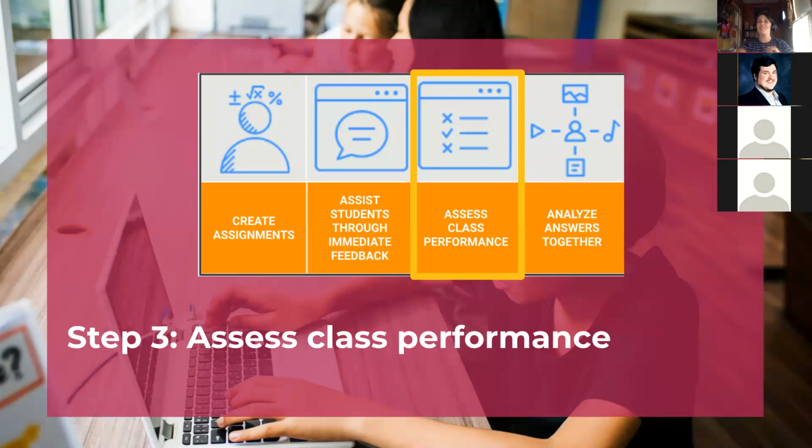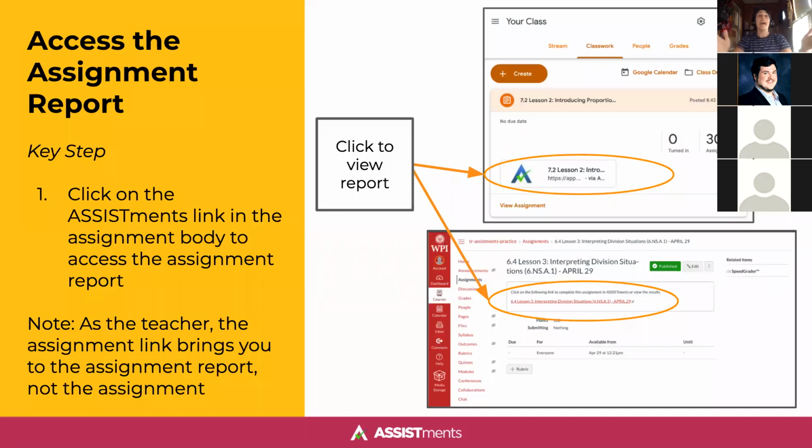Okay, so let's get started on step 3. So step 3 for me, I don't know about all you out there, used to be collecting the worksheets, collecting the bookwork, getting my red pen out and correcting it, and that is no longer. So accessing the assignment report. The assignment report is what we call our data report in Assistments, is as simple as logging into your LMS as a teacher and clicking on that Assistments link. So when the teacher clicks on this link, they're actually brought to the data report, yet when the student clicks on it, they're brought to the assignment.